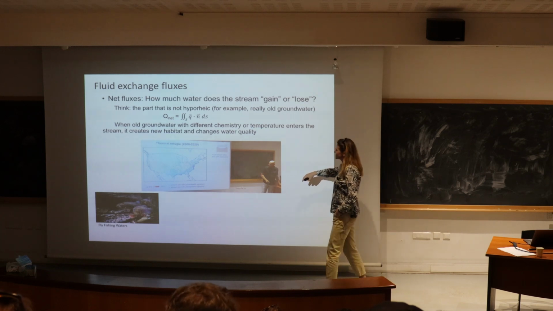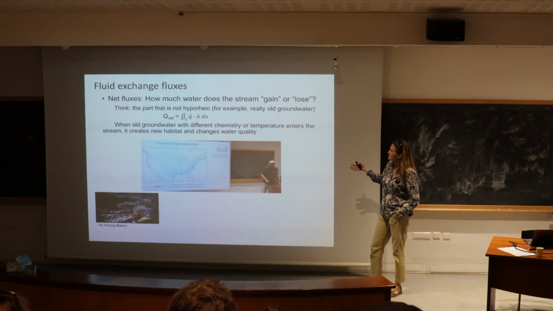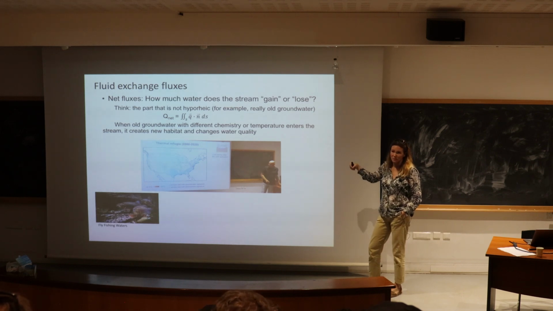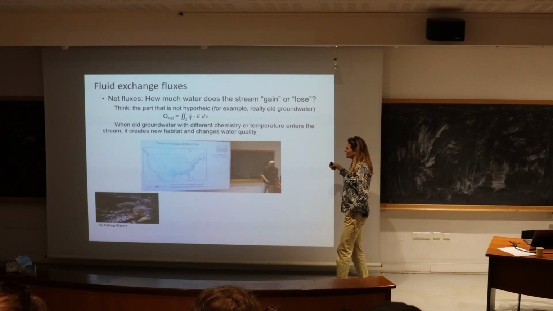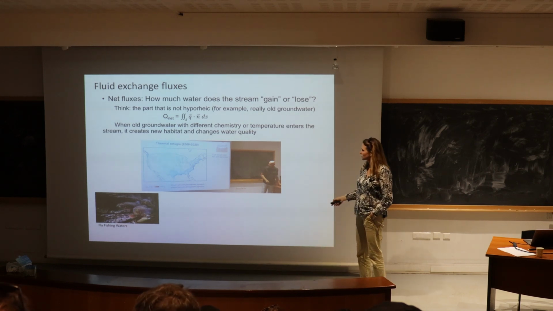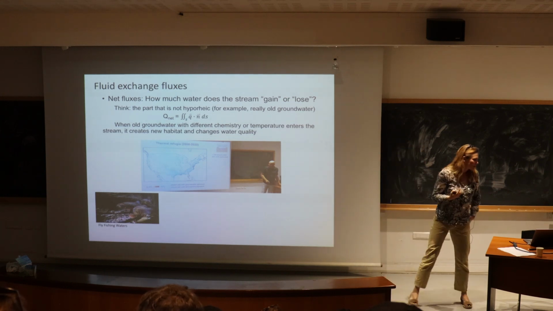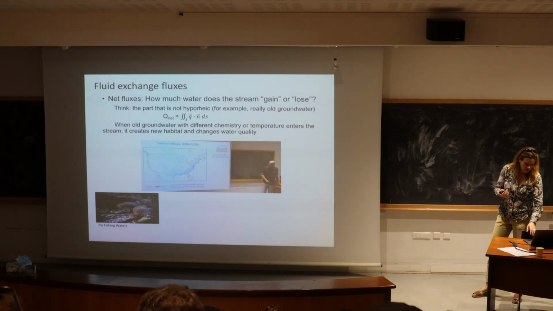And actually, I snapped this picture of Peter because this is a really nice example of thinking about this groundwater influence on the stream thermal regime in this case, which affects things like trout habitat. But you can also think about these processes affecting the nitrate concentrations that end up in the stream.